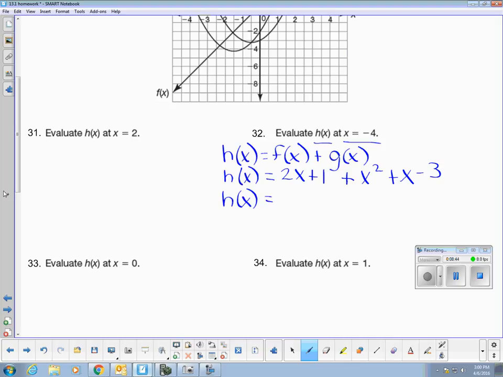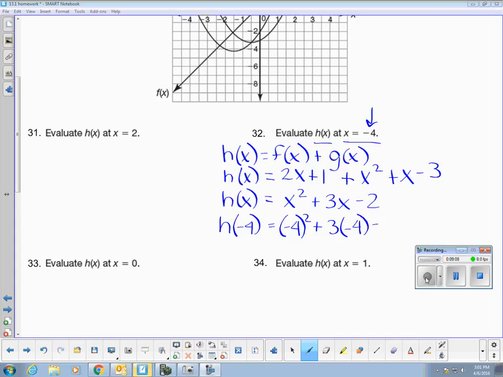In standard form and combining like terms, that gives me x squared plus 3x minus 2. So h of -4 is equal to -4 squared plus 3 times -4 minus 2. So h of -4 is equal to 2.